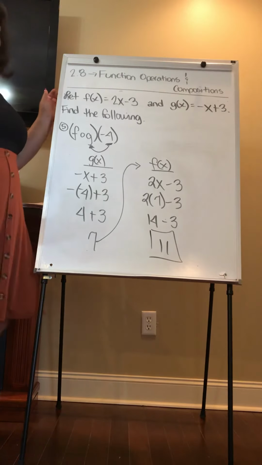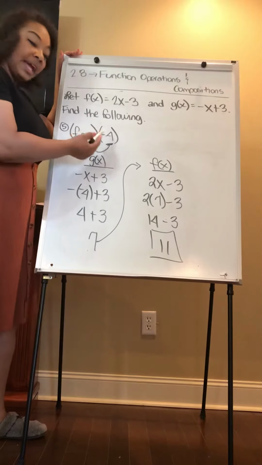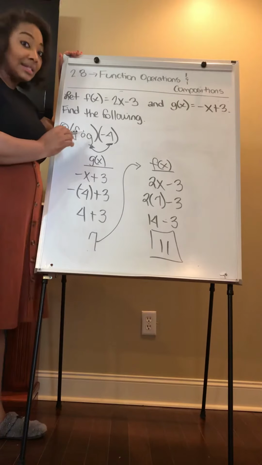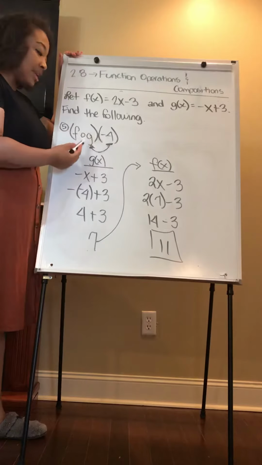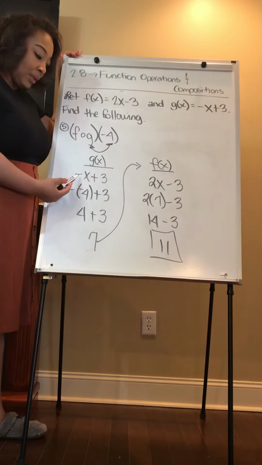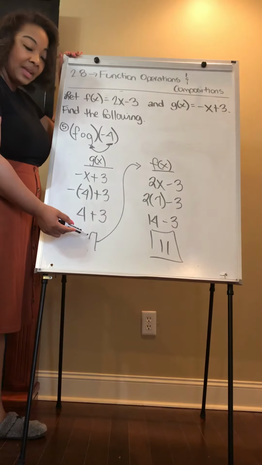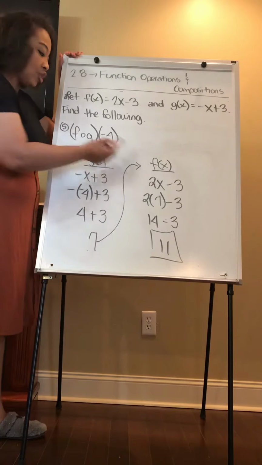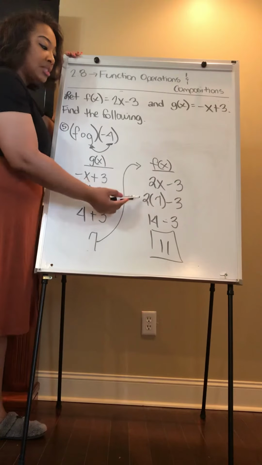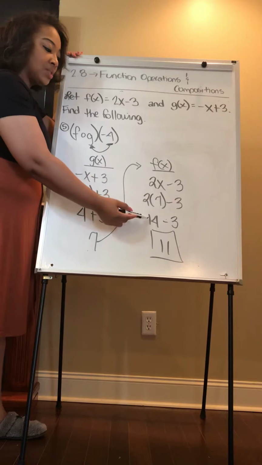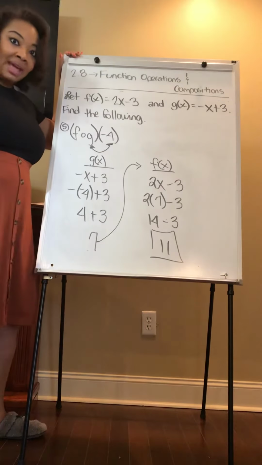So let's go over this again. You got f of g of negative 4. You're going to take negative 4 and plug it only into g. You do not plug it into f. We plug it in. Two negatives make a positive 4, plus 3 is 7. Then you take 7 and you place it in the f function. So f's function is 2x minus 3. So I place 7 in. 2 times 7 is 14. Minus 3 is 11. Your final answer will be 11.